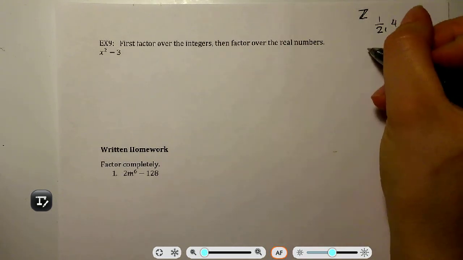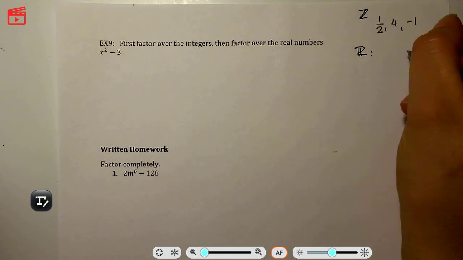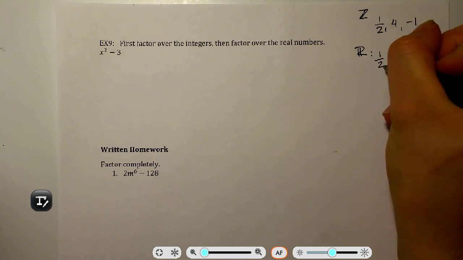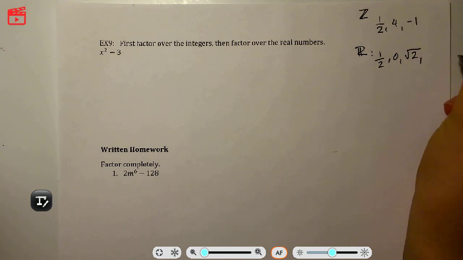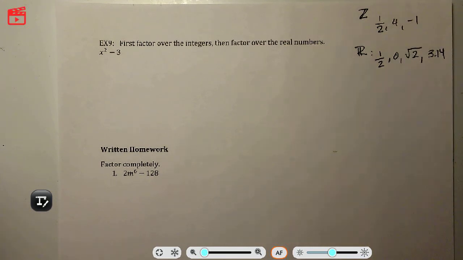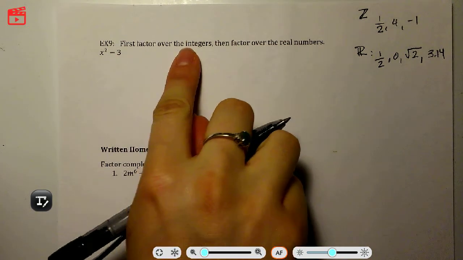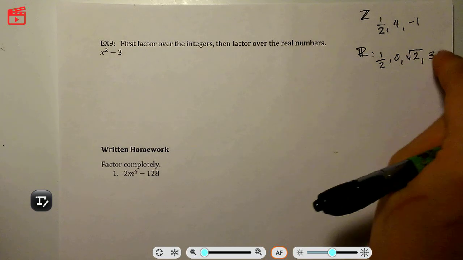Real numbers, okay, so we do the bold R for real numbers. That's when we can start to include, we have half, 0, but then we can include things like the square root of 2 and so on. Those weird sort of numbers like 3.14 and stuff. Okay. So first we're going to try to factor with numbers that exist in the integers, the nice numbers, and then we'll try to factor over real numbers.